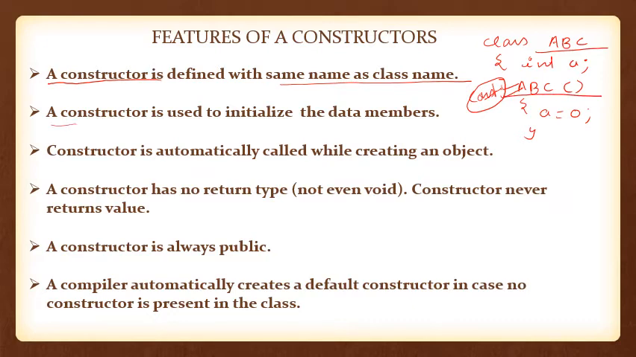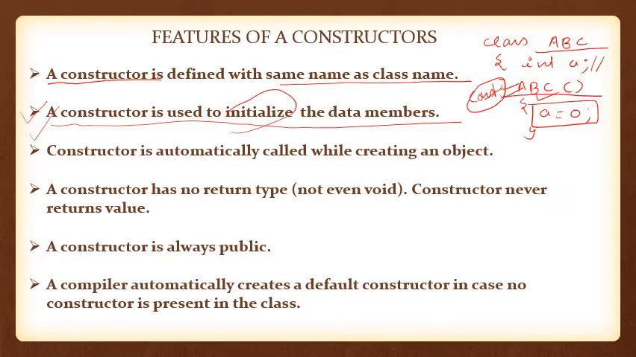A constructor is used to initialize the data members. So what is the use of a constructor? It constructs the data members of the class. And during the construction of the data members of the class, it initializes the data members. For example, here the data member is what? a. So the constructor function initializes the data member a with 0. So that is a use of a constructor.